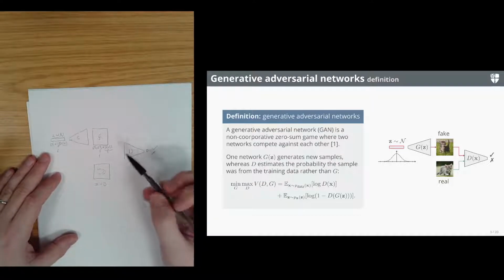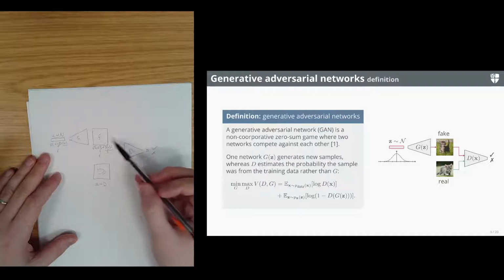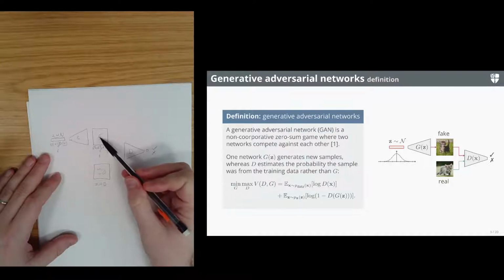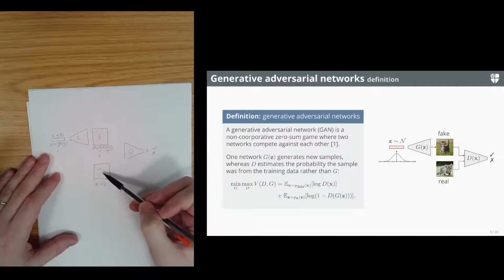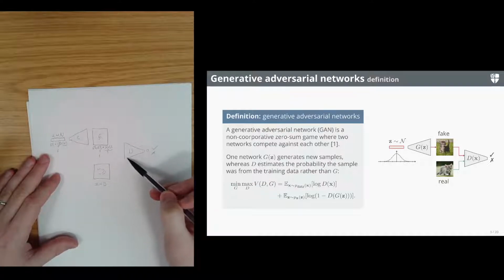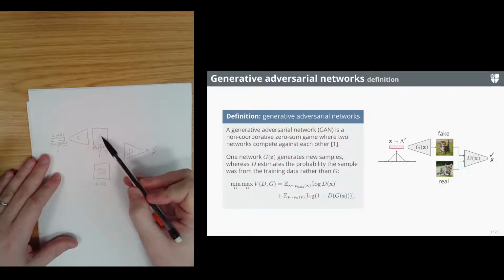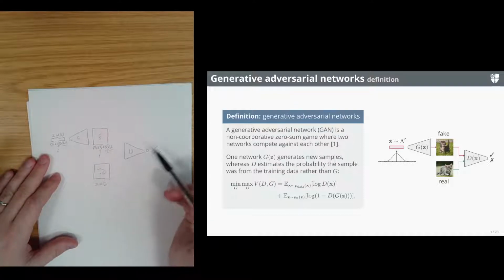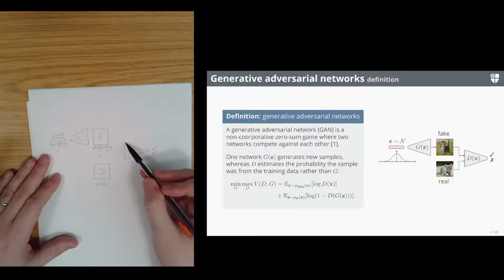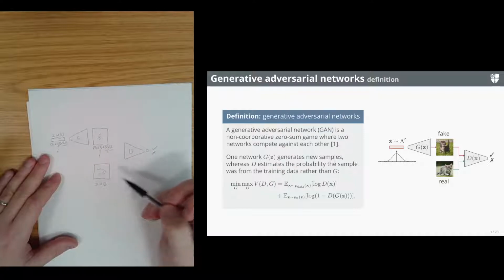This network tries to distinguish whether its inputs are noise or real. And that's quite easy for it to do at the beginning, right? It's easy to tell that this is fake and this is real because this just looks like garbage and this looks like a real image. So it can easily detect that one of them is noisy and one of them is real.